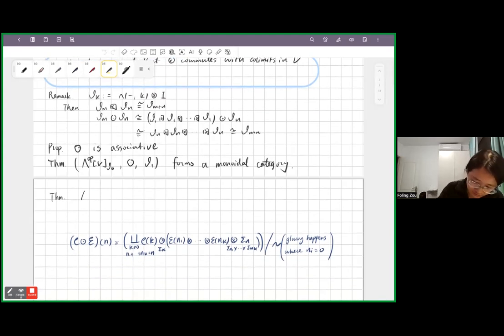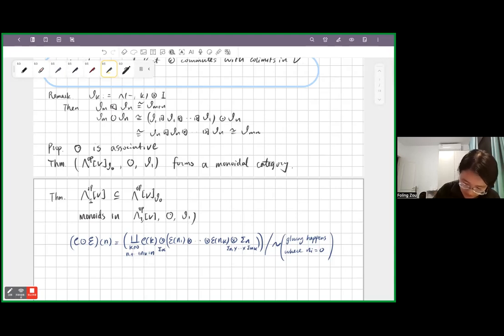And now, this is the theorem I have claimed. If we restrict to this unital subcategory, so we do not only have a map from I to C0, but we ask that C0 is just I, this is a subcategory that inherits this monoidal structure, and the monoids in this category are just unital operads.